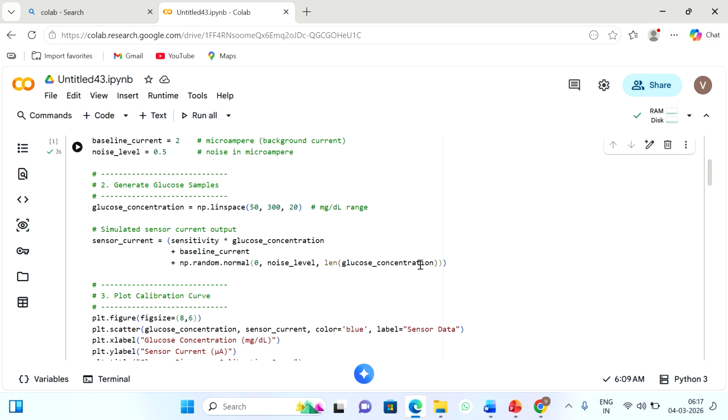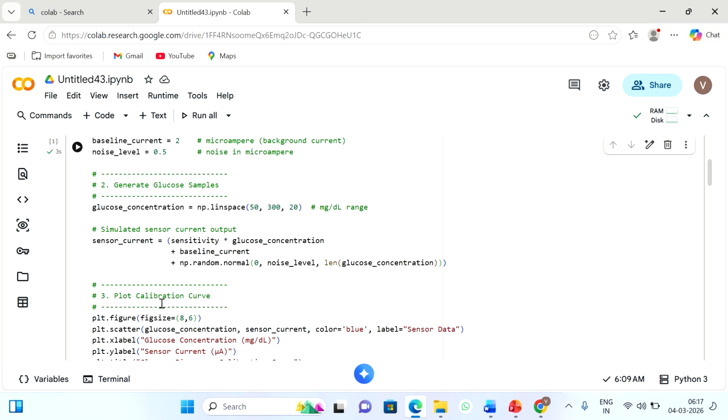And what is I? It is sensor current. S is equal to sensitivity. C is equal to glucose concentration. Then np.random.normal(0, noise_level, size). Now what is the meaning? It adds random measurement noise.